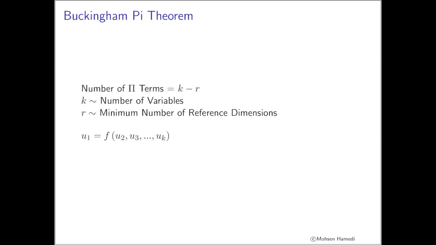The pi theorem is based on the idea of dimensional homogeneity. Essentially, we assume that for any physically meaningful equation involving k variables, such as u1 equals f of u2, u3 to uk, the dimensions of the variables on the left side of the equal sign must be equal to the dimensions of any term that stands by itself on the right side of the equal sign. It then follows that we can rearrange the equation into a set of dimensionless products or pi terms in this form.